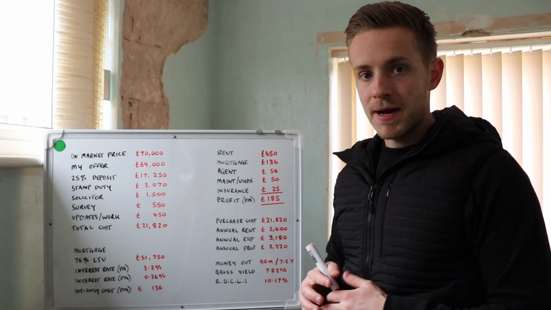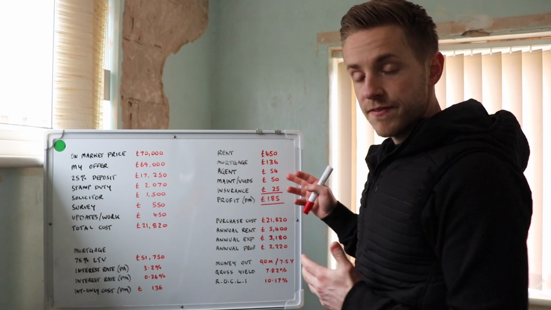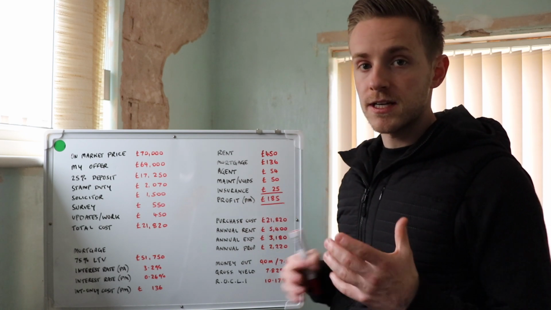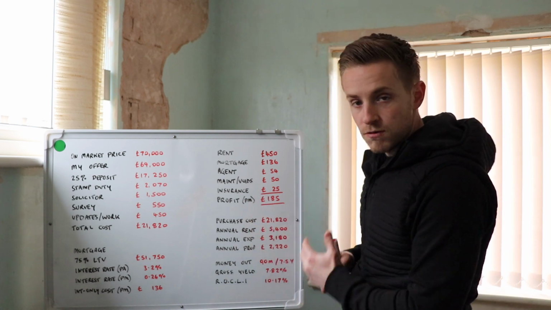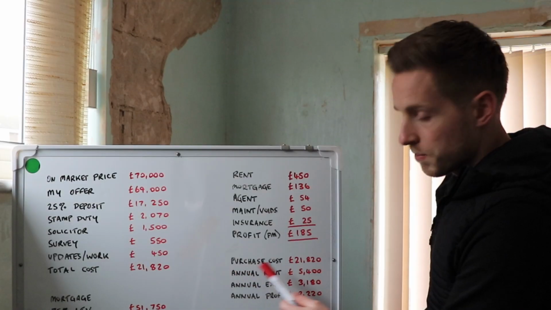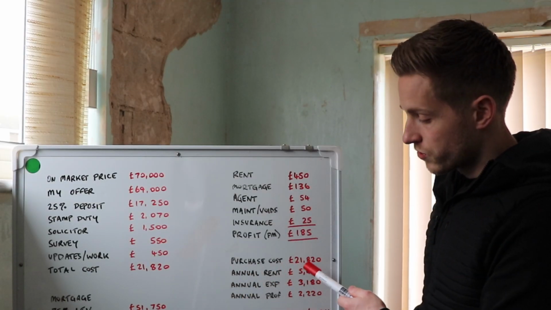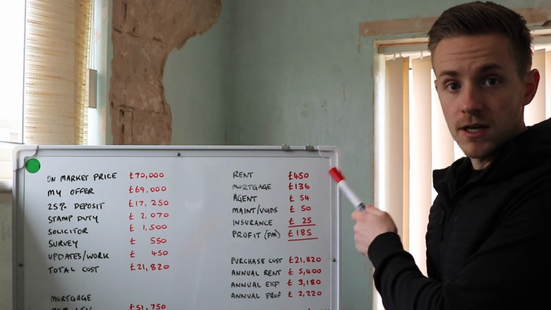I'd be looking for about £230, £240 maybe. Obviously I factored in the maintenance already, so if I hadn't factored that in, I'd be looking kind of £280, £290. But anyway, moving on to the actual ROI and yield part of this. So purchase costs we know from the beginning, £21,820. Annual rent we now know, which is £450 times 12.